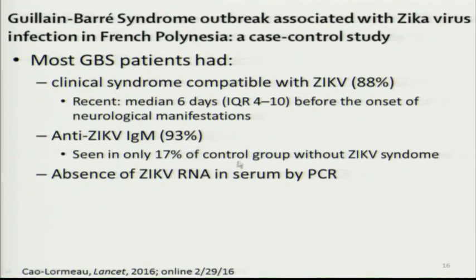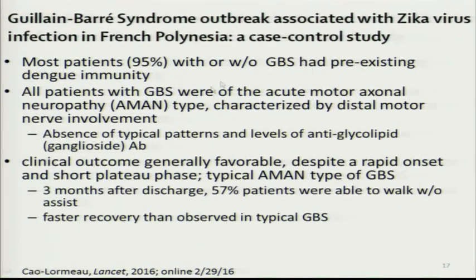Only 17% of the control group without Zika had IgM antibody. And of course, there was no Zika RNA in serum by PCR because this is now outside that 5 to 7 day period when we expect to find the virus in blood. Most of the patients had pre-existing dengue immunity.